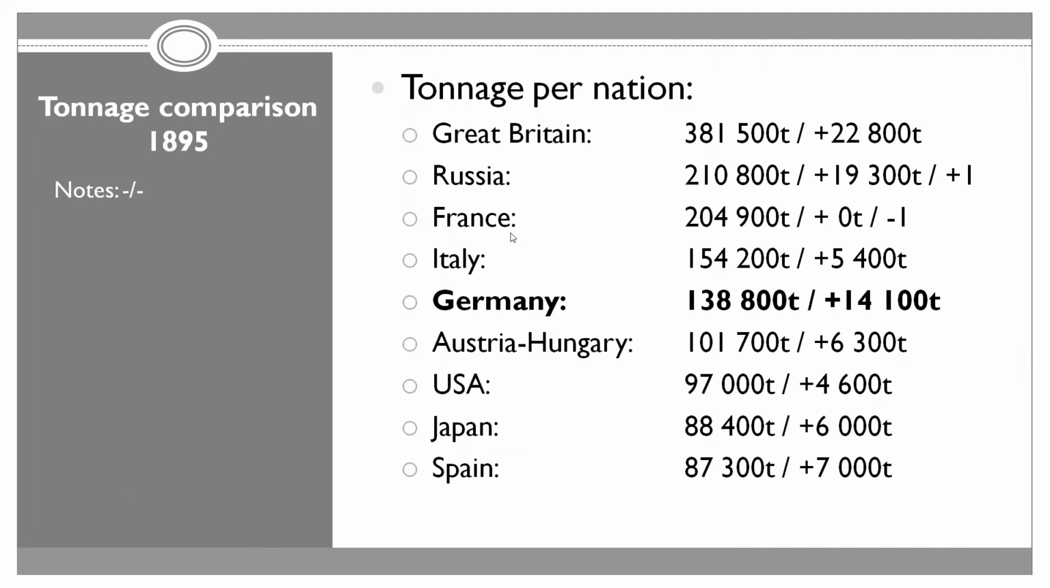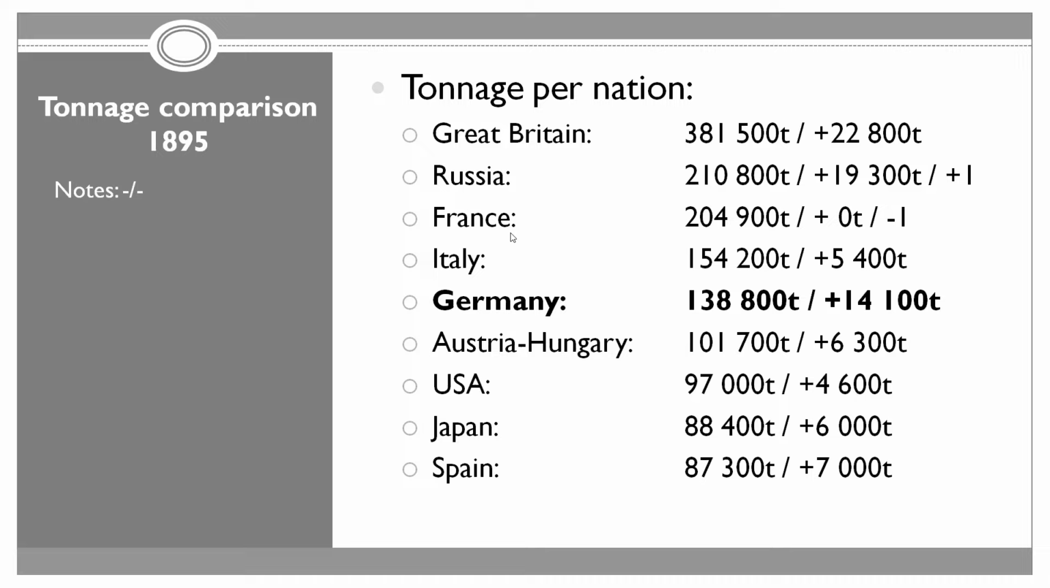Anyway, the tonnage comparison. This has been a fairly slow year compared to the previous one where we started tracking this. You can see that only Great Britain, Russia, and Germany added more than 10,000 tons. Great Britain added 22,800, Russia added 19,300, and we added 14,100. Austria-Hungary added 6,300 tons, Spain added 7,000 tons, Japan 6,000 tons, Italy 5,400, and USA 4,600.